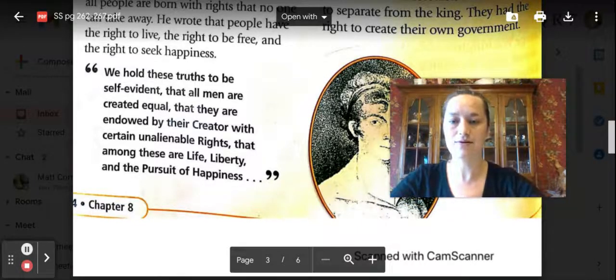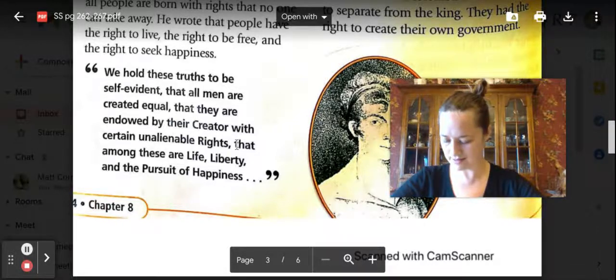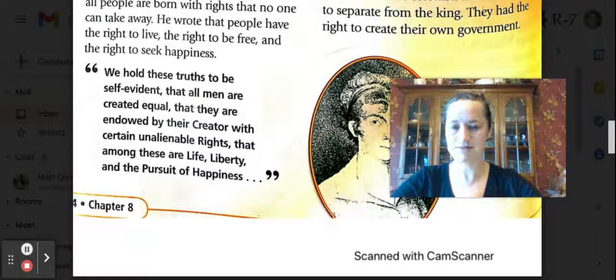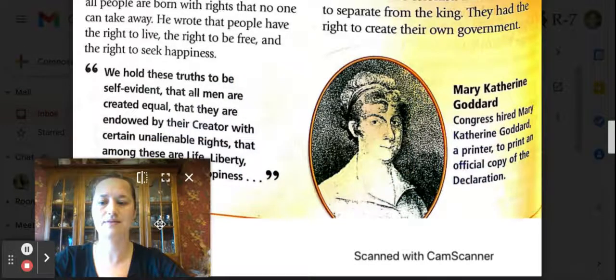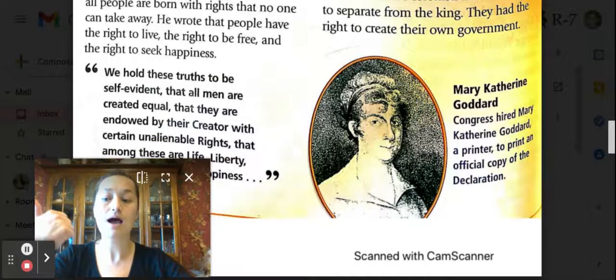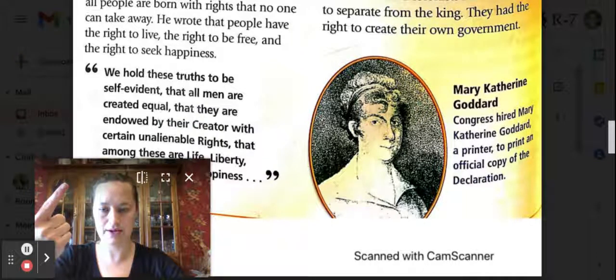Have you guys ever heard about the pursuit of happiness, or life, liberty, and the pursuit of happiness? This was a big idea that Thomas Jefferson had that he wrote in the Declaration of Independence. He thought that everybody had a right to pursue happiness. He thought that everybody had a right to live their life and have liberty, which is freedom.